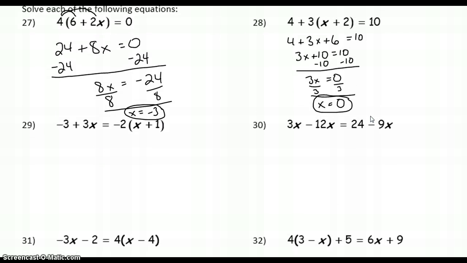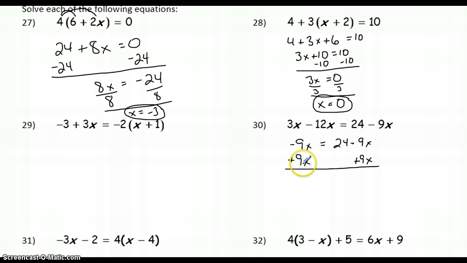All right. I'm going to move on to number 30 and look at showing my work in this case right here. Okay, so again, I would like to combine like terms where possible. So 3x minus 12x is -9x equals 24 minus 9x. Okay, now I've got x's on both sides. I need to get them to be on the same side. So I'm going to take the opposite of a negative 9x and add a 9x to both sides.